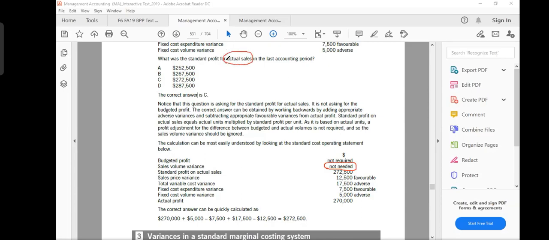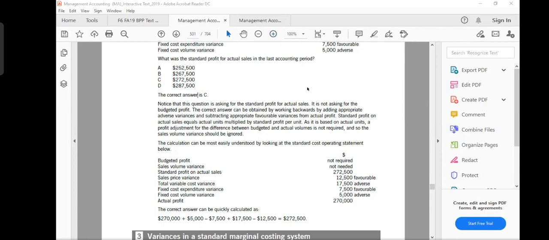They don't ask you to calculate it on the budgeted sales, they ask you to calculate on actual sales. So when you are calculating based on actual sales, it means that if my actual sales have been this much, how much profit should I have made?